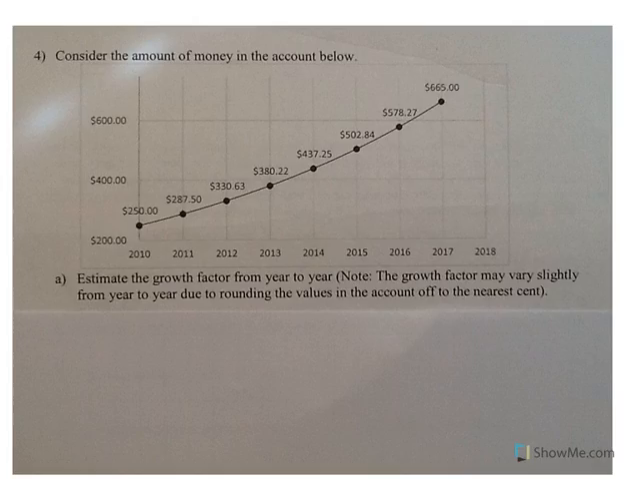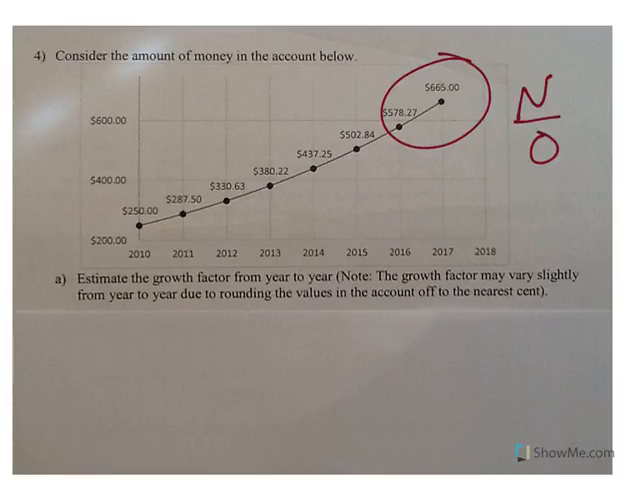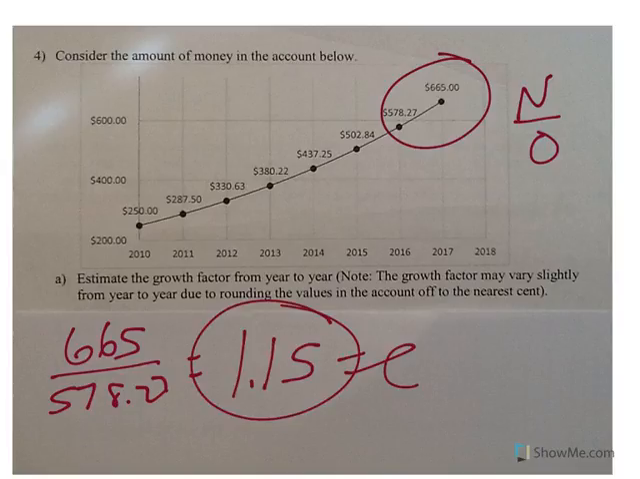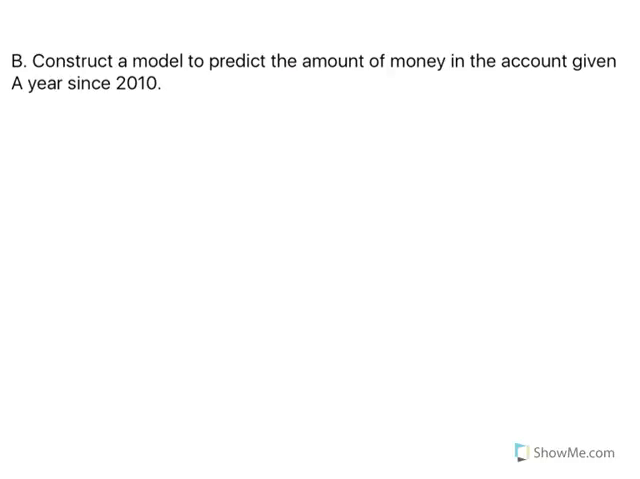And the last problem, of course, has multiple parts. Consider the amount of money in the account below. Estimate the growth factor from year to year. Well, the growth factor, remember, we can do that by taking new divided by old. I'm just going to take these last two because, why not? So 665 divided by 578.27 gives me approximately 1.15. And that, my friends, is the growth factor.